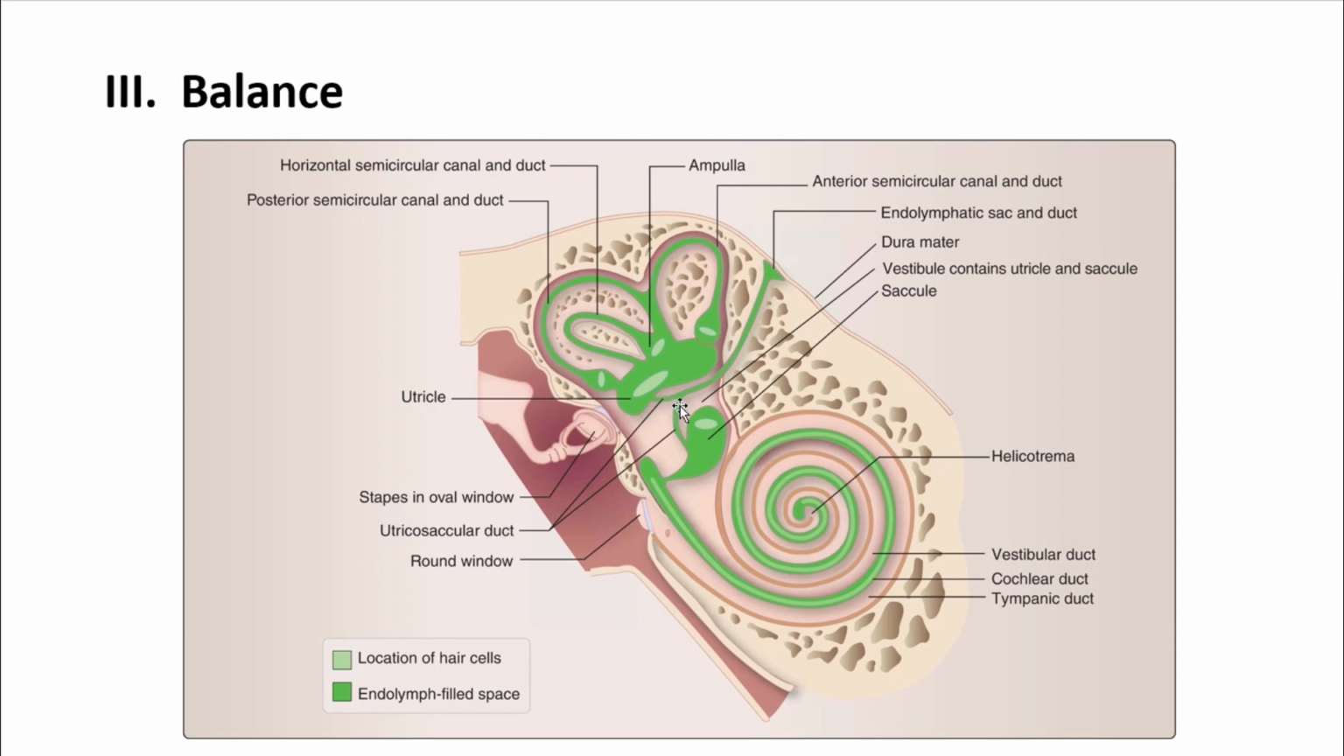These two ducts combine, and that makes the endolymphatic duct. And this enlargement that you see is the endolymphatic sac, and then this will drain in the subarachnoid space.